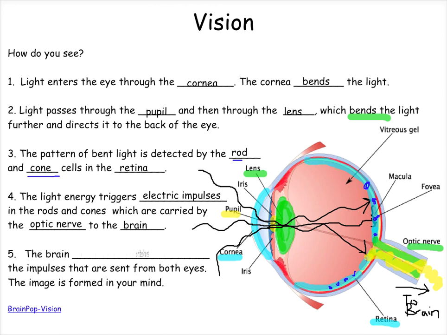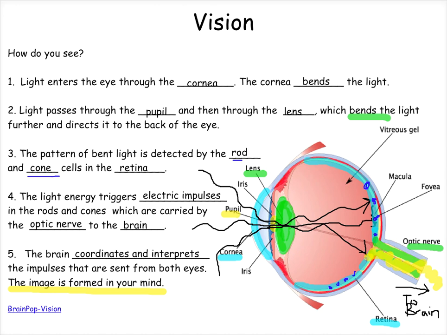Your brain will then coordinate the signals from both eyes and interpret them, figure out what that pattern of electrical impulses means. And then the image, and we've talked about this before, but this is an important point, the image is formed in your mind. You see the object in your mind. It's not your eyes that are doing the seeing. The eyes are just detecting the pattern of light, but it is your mind that forms the image.